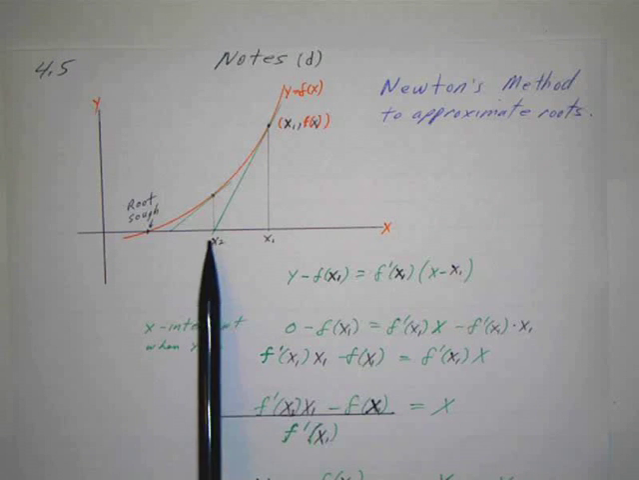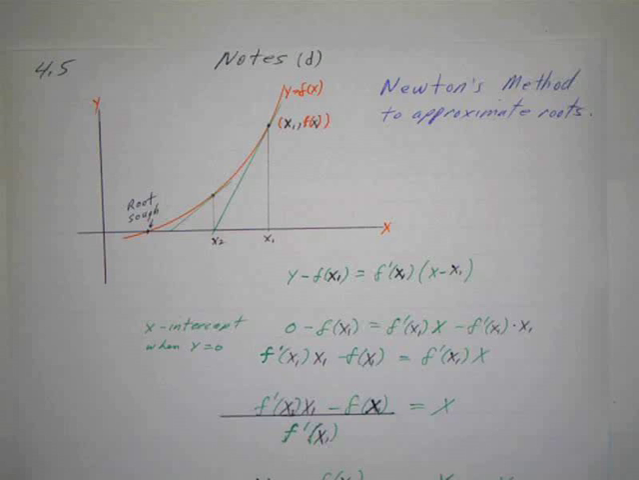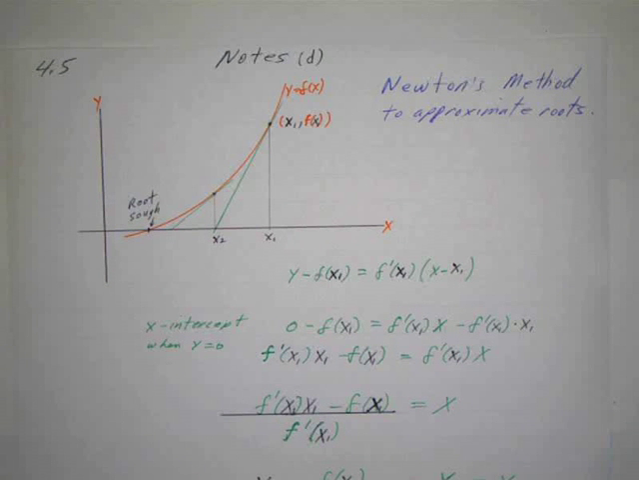And then we could do that again, and we could use x2 and put it in the formula, and we would get a closer approximation of the root. Then I could use that again, and I could keep doing that over and over, and I would get closer and closer to the root.